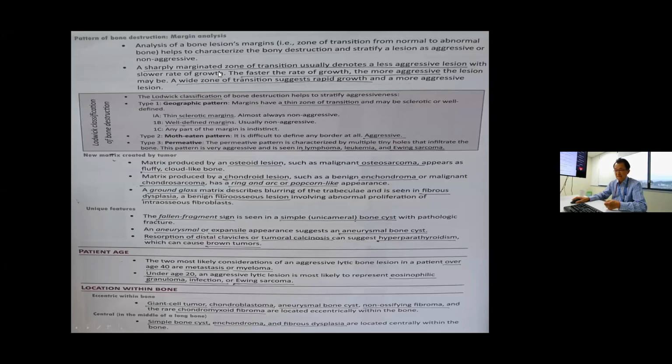Margin: sharply marginated is more benign, and fast growing is certainly more aggressive. Then a geographic pattern is usually suggesting benign, but a moth-eaten pattern is usually malignant. Permeative is malignant. And then in the bone you have to look at whether it is osteoid matrix or chondroid matrix. Osteoid matrix is dense, similar to cortex.